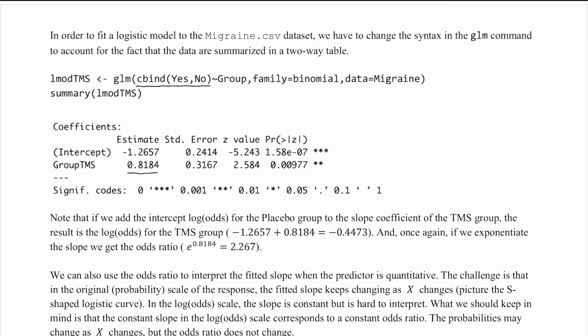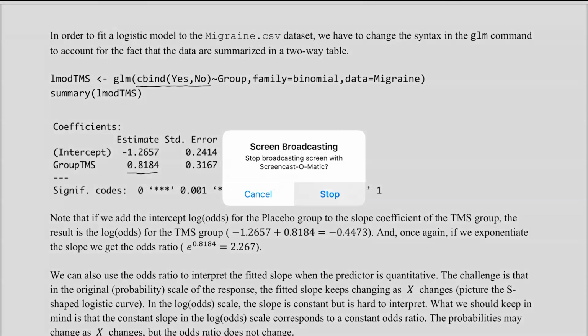Now, the intercept is the log odds for the placebo group. So if you think about group TMS having a value of 0, that means the person was in the placebo group. And of course, the output of this logistic regression model is log odds of success. So if group TMS value is 0, you're in the placebo group and you have just the intercept left. That is the log odds for the placebo group. And if we add together that intercept plus the slope, what we then get is the log odds for the TMS group. And as I just mentioned, if we then exponentiate the slope, e to the 0.8184, we'll get the 2.27 value that we had as the odds ratio.